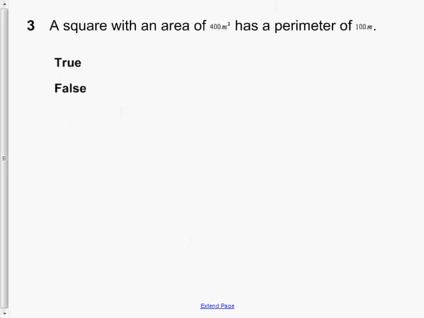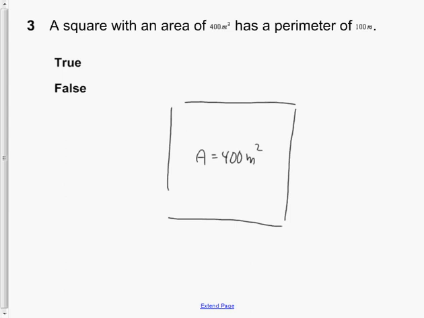Question 3 says a square with an area of 400 meters squared. So I'm just going to draw that. It has an area of 400 meters squared. So for those of you who wrote this test and didn't draw the picture, a good strategy for attacking a question like this is to draw the picture and then visualize it. So if the area is 400 meters squared, then what you were supposed to realize is that the side length will be the square root of 400, which is equal to exactly 20 meters.